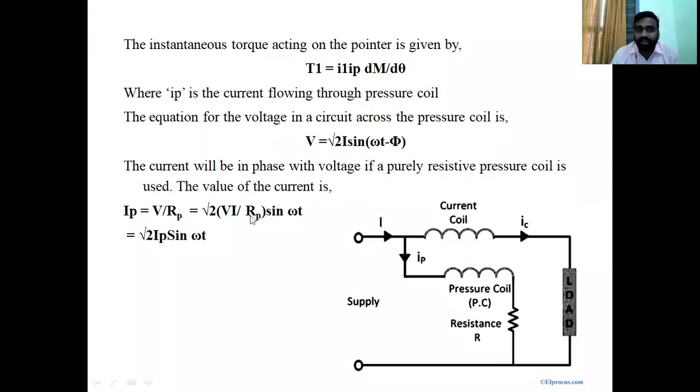The resistance is represented with respect to Rp. So that is root 2 of V divided by Rp into sin omega t. If we calculate this expression, the expression will be root 2 into Ip sin omega t.